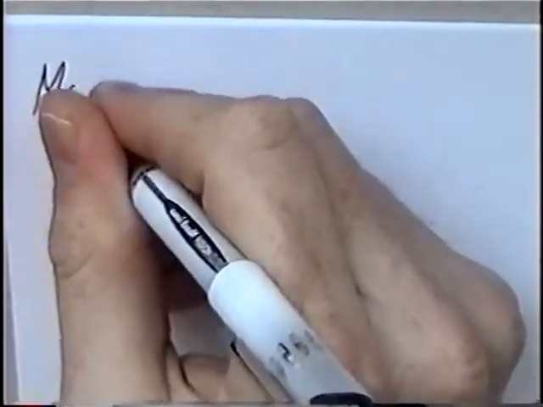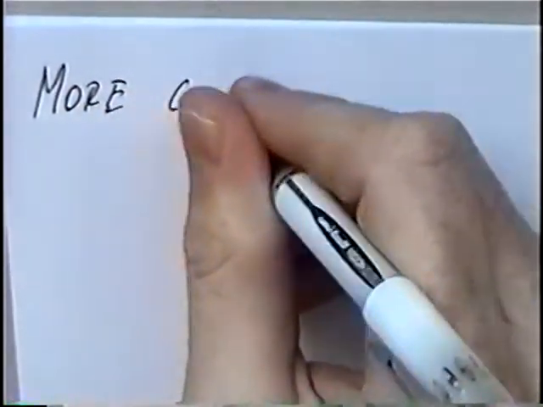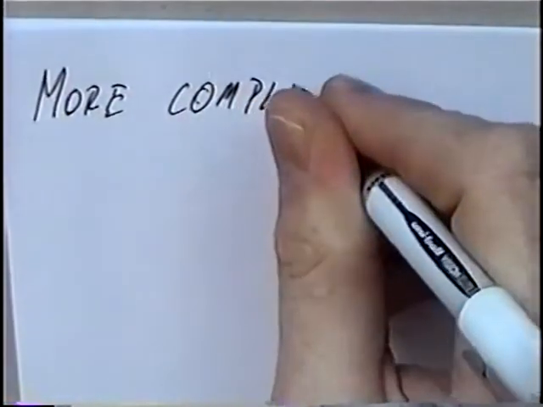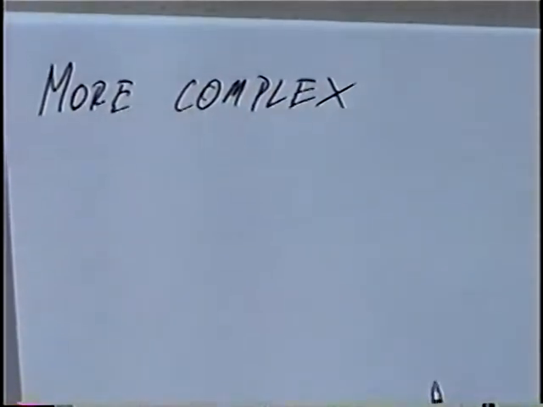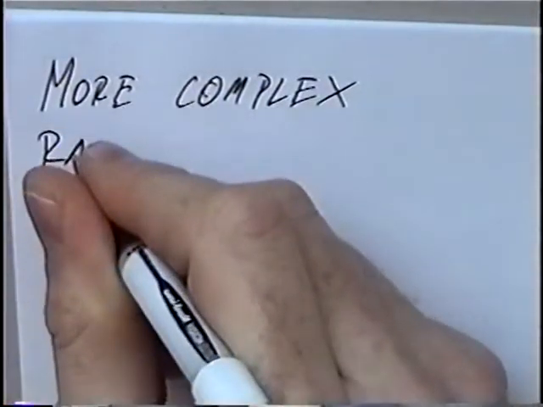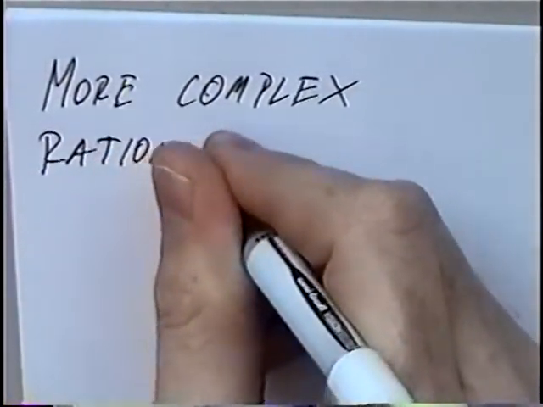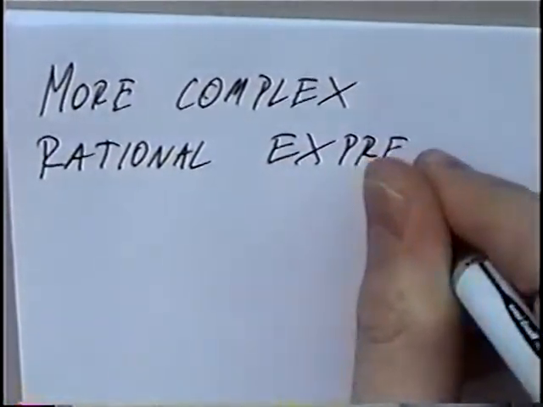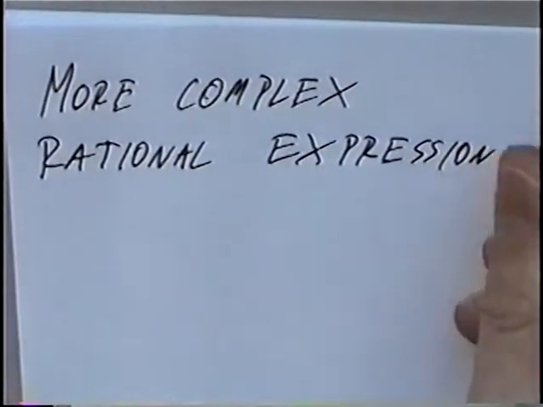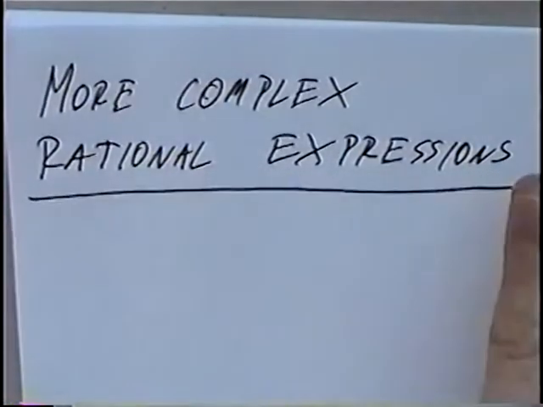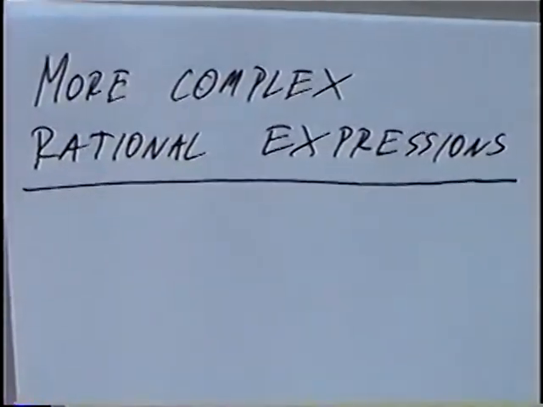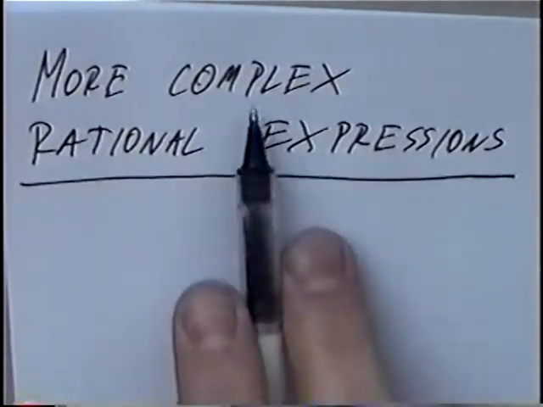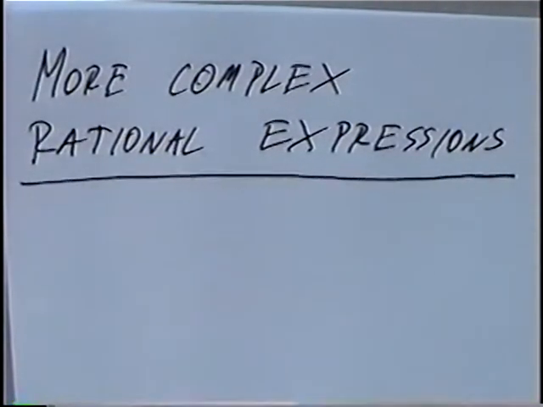Title of the last section today is More Complex Rational Expressions. In this section, we'll continue to multiply rational expressions. We'll have more complex questions where we'll be able to factor and reduce or cancel out fractions.